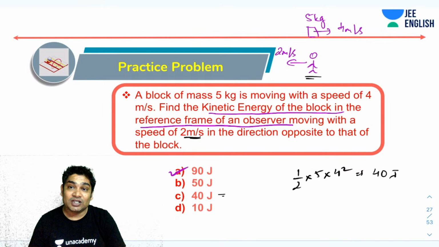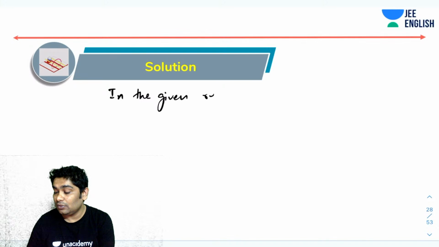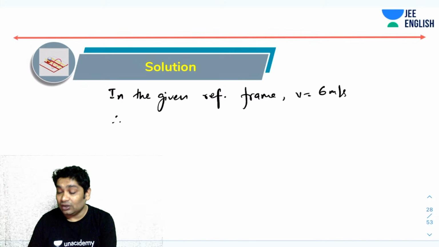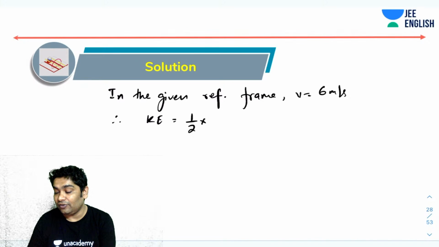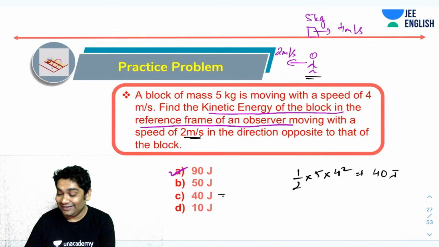So in the reference frame of this observer, what is the velocity of the object in the given reference frame? You will realize v is 6 meter per second. So therefore, the kinetic energy in this reference frame would have been half into 5 into 36. So that would have been 10 into 9, which is 90 joules.